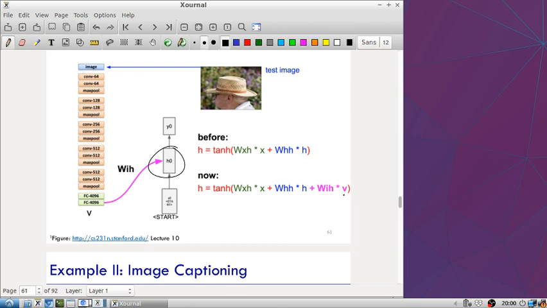Here I'm just showing that there is an input which also depends on the image embedding. If you think of it that way, the first cell will have a slight modification like this.